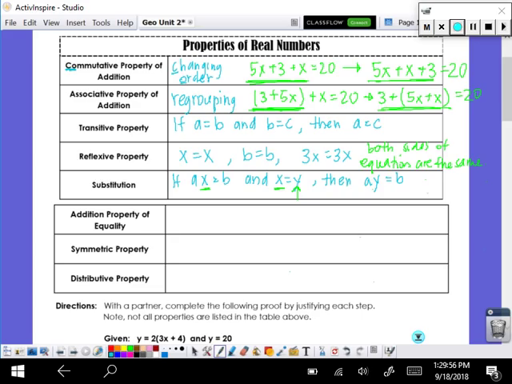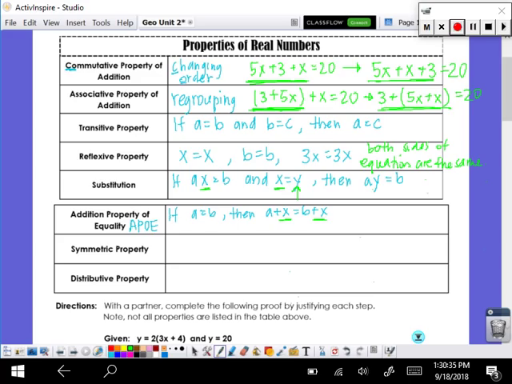Next is the addition property of equality. We can abbreviate this as APE, addition property of equality. So basically, the addition property of equality says if you add something to one side of your equation, you have to add it to the other. So if A equals B, then A plus X equals B plus X. So I added the plus X to the left and plus X to the right. So that addition on both sides keeps my equation equal.